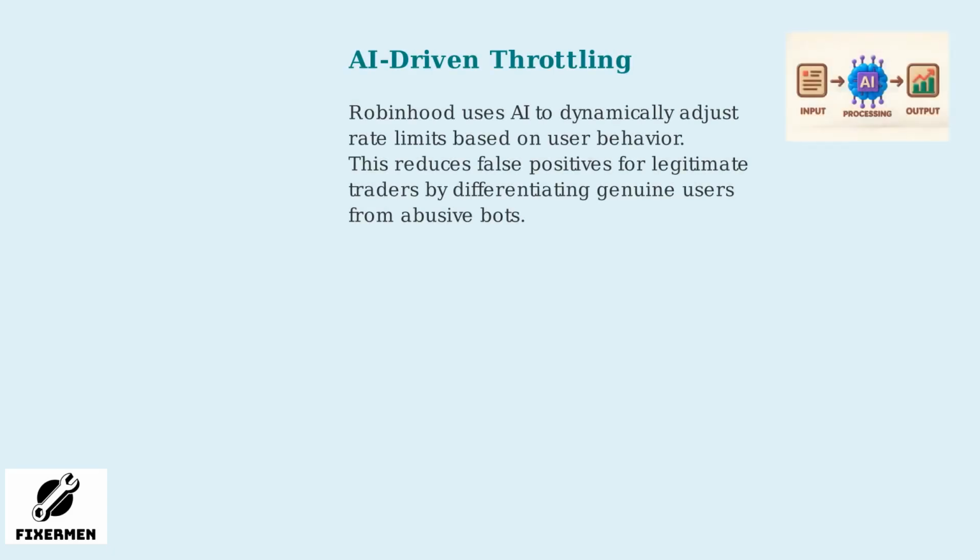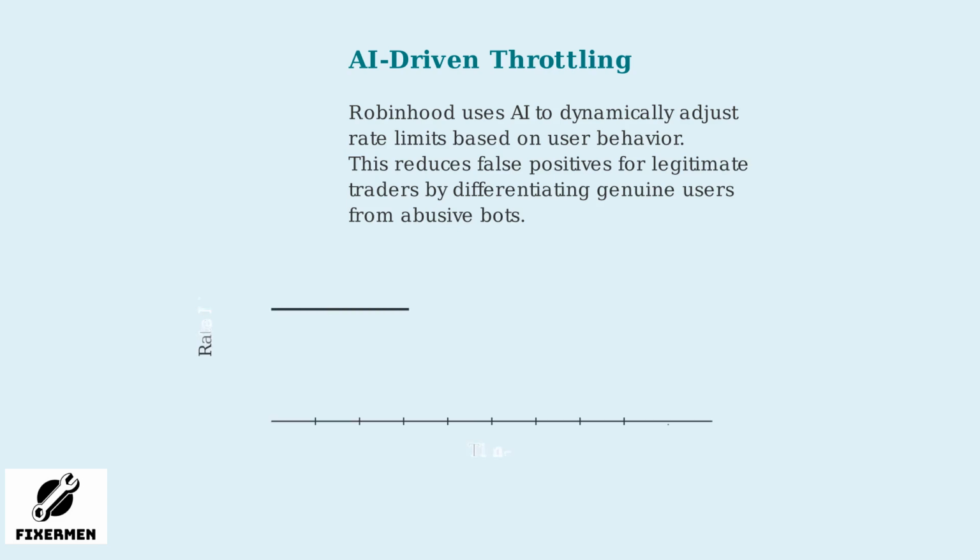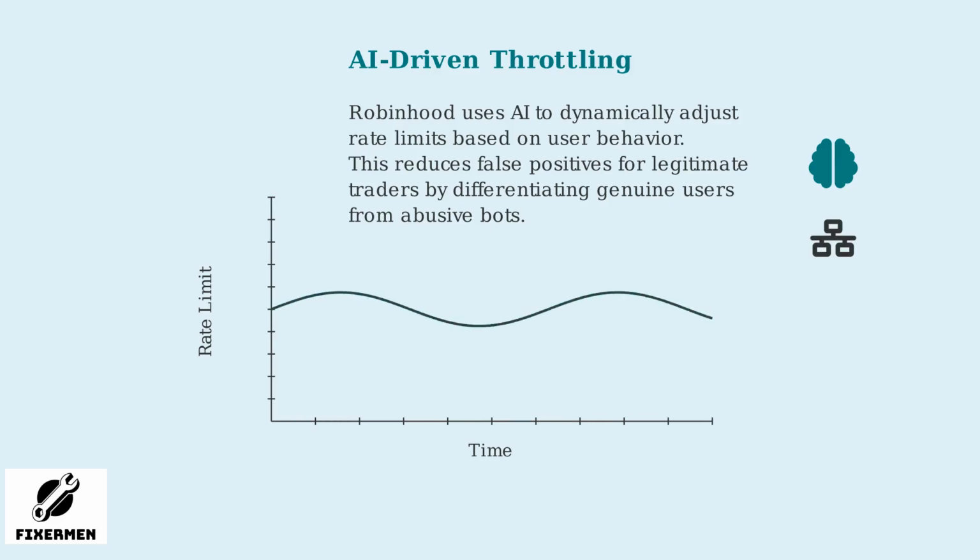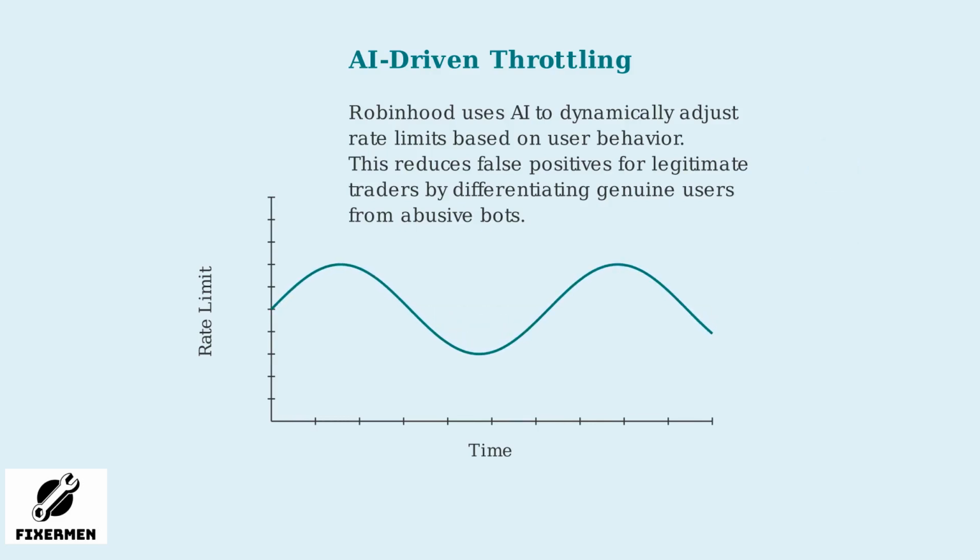Robinhood employs artificial intelligence to dynamically adjust rate limits based on individual user behavior patterns. This intelligent system analyzes how users interact with the platform to distinguish between legitimate traders and potentially abusive automated scripts. By monitoring factors like request frequency, timing patterns, and account history, the AI reduces false positives that might block genuine users while still protecting against bots and excessive automated trading. This approach creates a more personalized and fair rate limiting system that adapts in real time to user needs while maintaining platform stability.